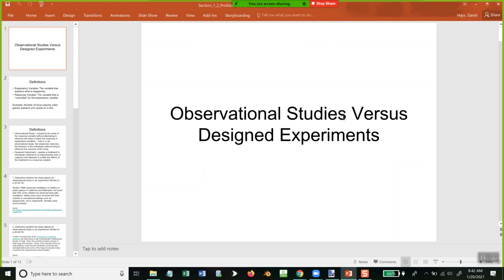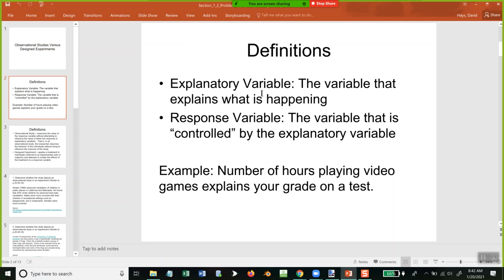Okay, observational studies versus designed experiments. Explanatory variable: the variable that explains what's happening. Response variable: the variable that is controlled by the explanatory variable. Number of hours playing video games explains your grade on a test. If you're playing 40 hours of video games a week and you get a 10% on a test, there's probably a direct connection there, right? So one explains the other.